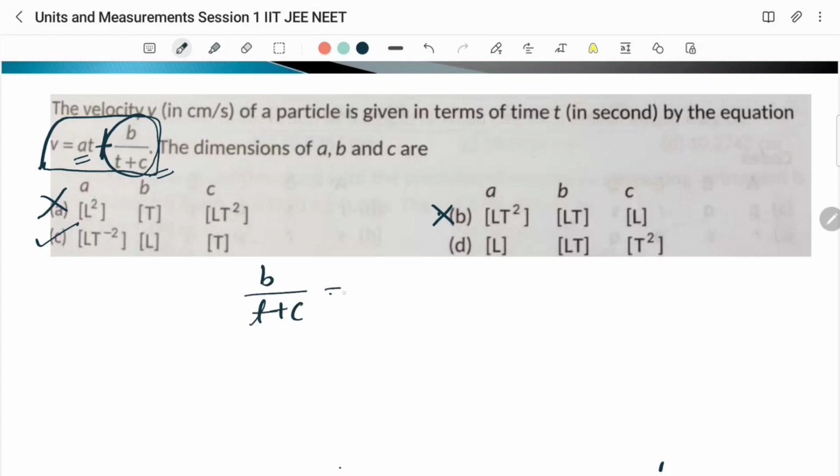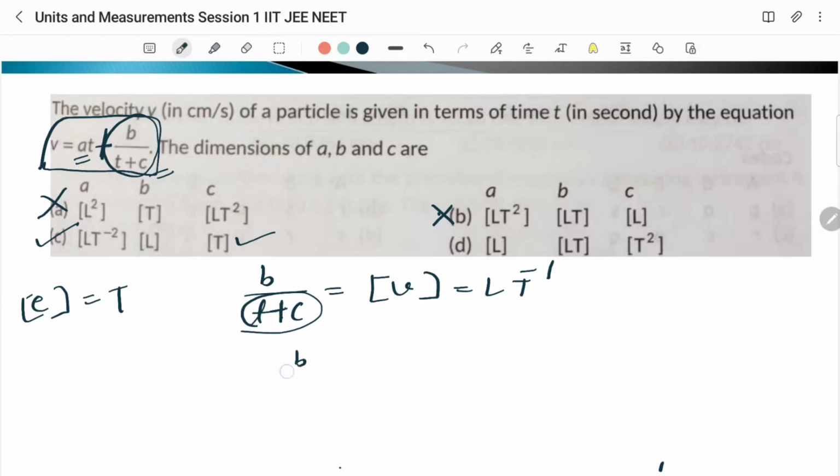So b by t over c also has the dimension of velocity, which is LT to the power minus 1. c and t are connected by the addition sign. That means c has the dimension of T. That is consistent with our option over here. So b divided by t is equal to L to the power minus 1, or b is equal to L to the power minus 1 into T, which is L. So that is also consistent with our answer.